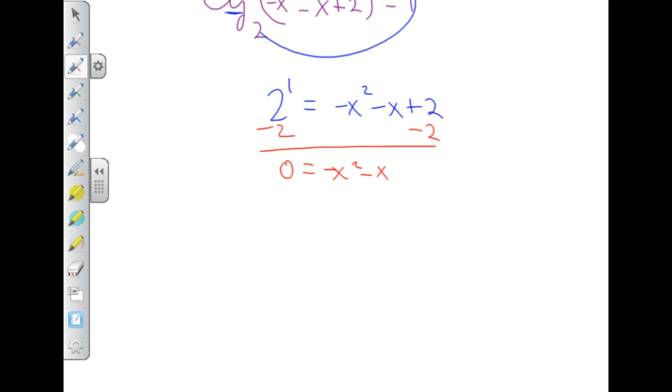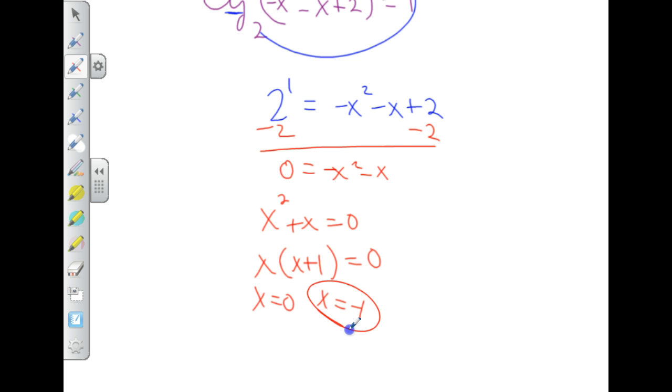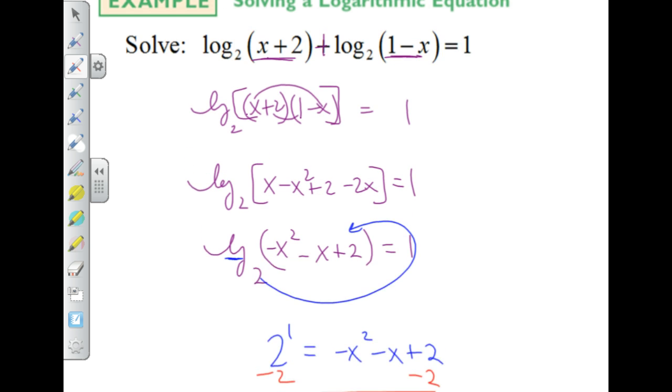Let's throw everything on the other side so I can have a positive x squared term, and factor out an x, leaving me with x plus 1. And it looks like I've got 2 solutions, either x equals 0 or x equals negative 1. Now remember, I didn't say throw out negative answers. I said throw out answers that cause me to take the log of a negative.